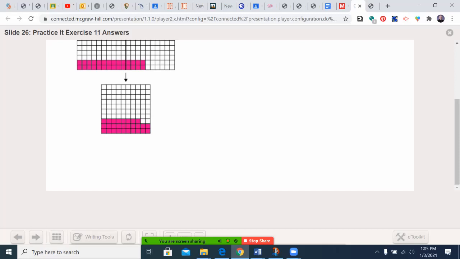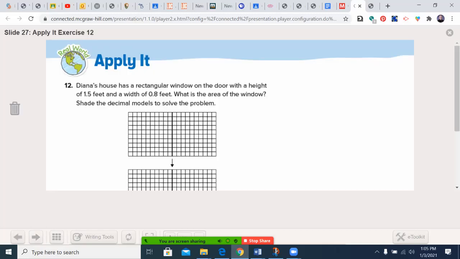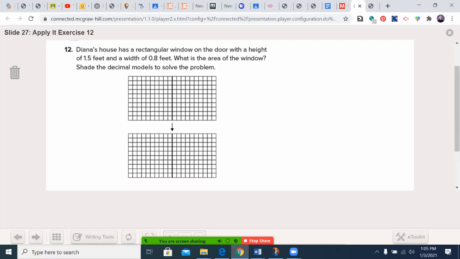Let's pick one more story problem. Number 12 sounds good. Dana's house has a rectangular window on the door with a height of 1.5 feet and a width of 0.8 feet. What is the area of the window? Shade the decimal models to solve the problem. So this is where we start, and this is where you put your final answer. Go ahead and pause the video now.